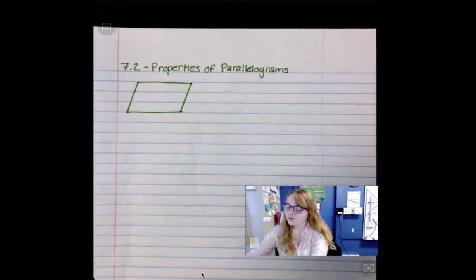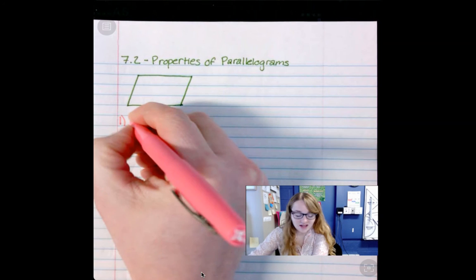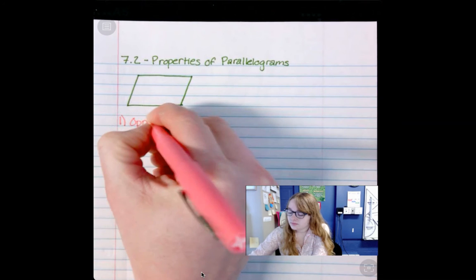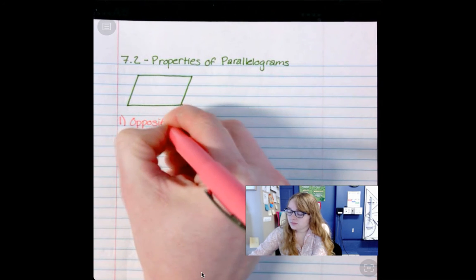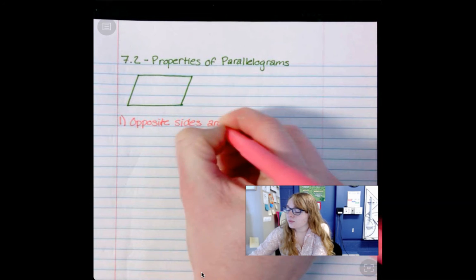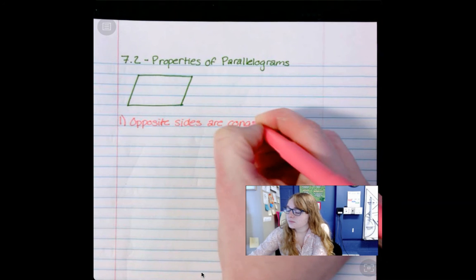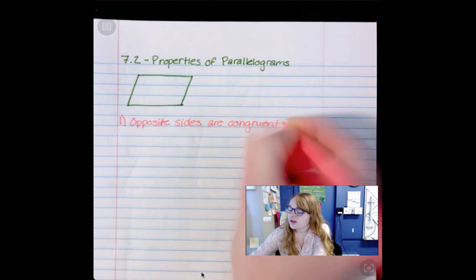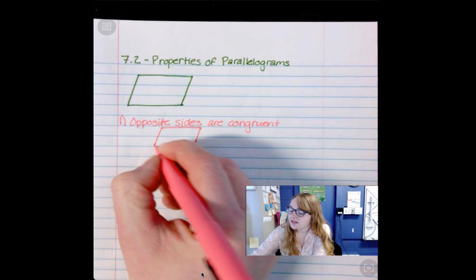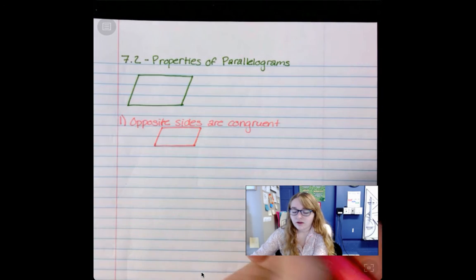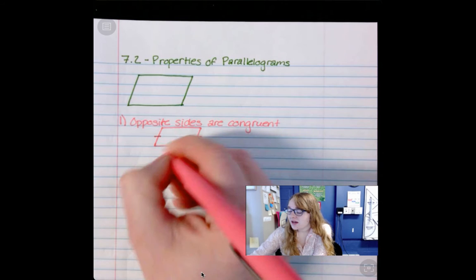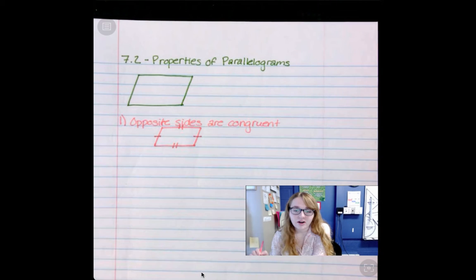The first rule for parallelograms is that the opposite sides are congruent. Okay, so when we have a parallelogram, the sides that do not touch are congruent. So our left side and our right side are congruent, and our bottom and our top are congruent.